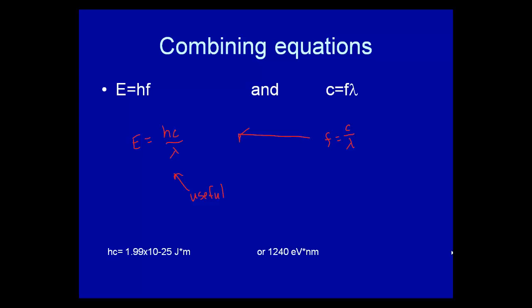Now, hc are known values, 1.99 times 10 to the negative 25th joules times meters, or 1240 electron volts times nanometers. Now, the 1240 electron volts times nanometers becomes a very useful constant because the wavelengths of visible light are in the nanometer range. A nano is 10 to the negative 9th. So 400 nanometers to 700 nanometers are the standard wavelengths of visible light. Red, orange, yellow, green, blue, indigo, violet. And of course red would be the longest, so red would be the 400 nanometers.